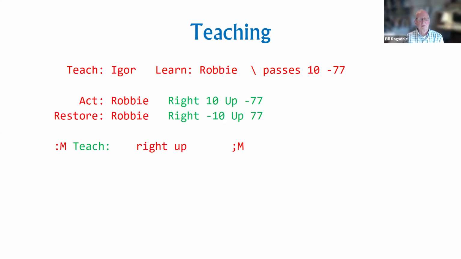In this case, the output is we access the right variable, put it on the stack, access the up value, put it on the stack. So coming out on the stack are just the 10 and minus 77, and then learn absorbs those. So again, the first value goes to up, the second value goes to right. So this is how Robbie is taught using one method, and how it has learned using another.